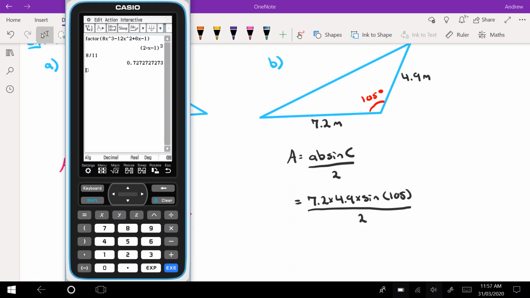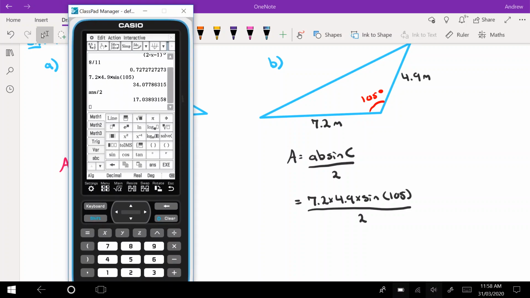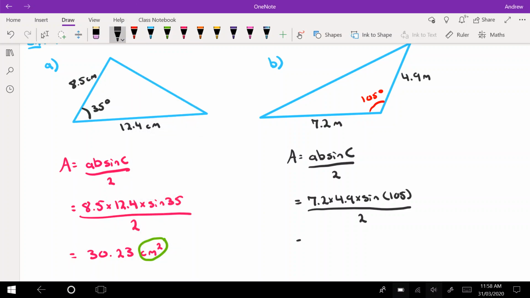So we've got 7.2 times 4.9 times by the sine of 105. Well, that's going to be equal to 34. Then I'm going to divide that by 2. 17.038, and I can probably round that up to 17.04 centimeters squared. Oh, sorry, meters squared.